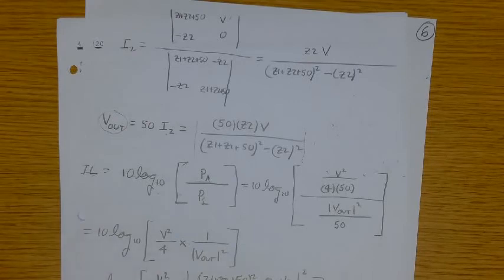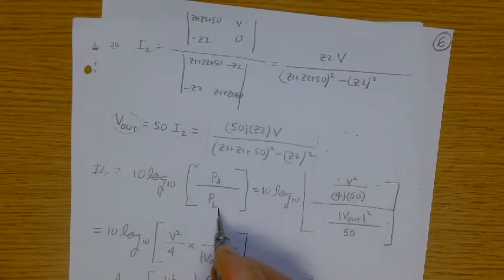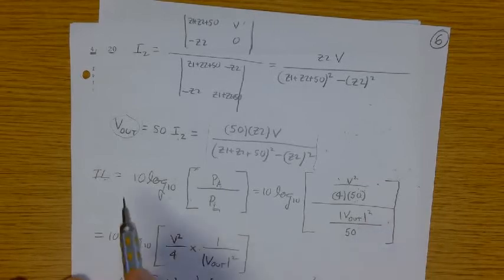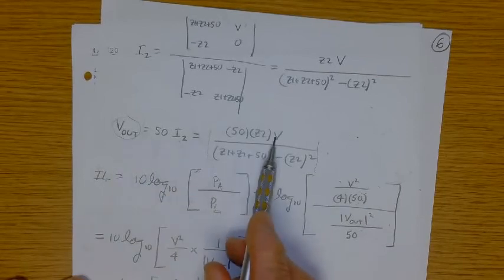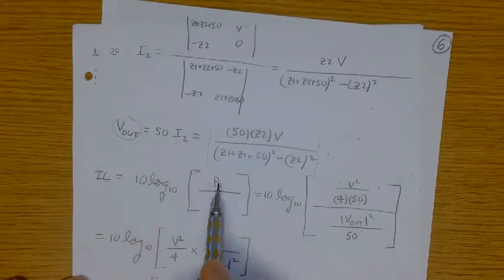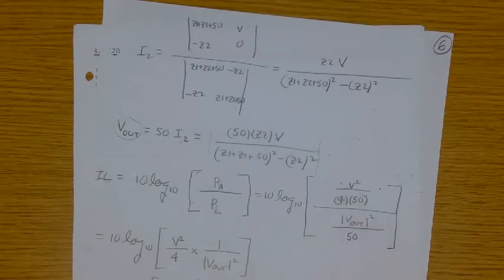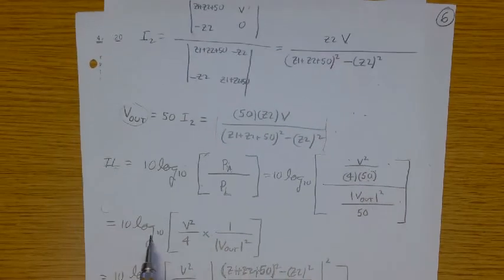Okay, so now we've got everything we need. Because V out is in terms of V, and P sub A, the power available, is in terms of V, so V is going to cancel out of the circuit. And so the insertion loss is 10 log base 10 of that, and there we go. I'm plugging in from the previous equations. There's some manipulation here, but you can follow that, and it's pretty straightforward.